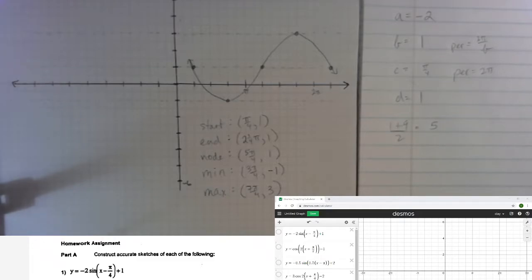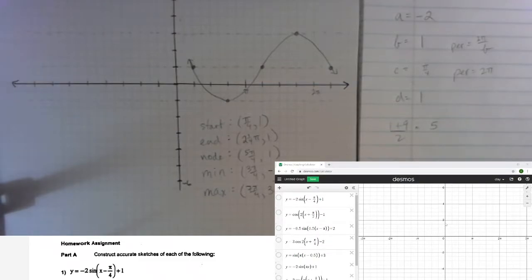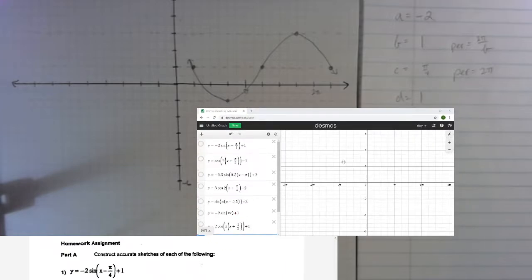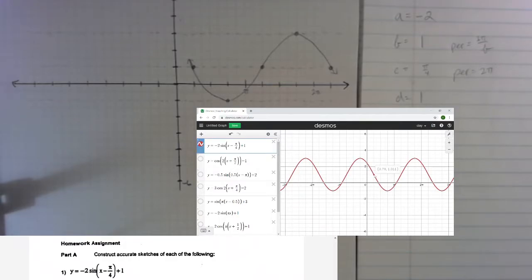I would like to check to see if I've got this right. So I'm going to take my Desmos window here, and bring it over a bit and see if I can compare it. So let me go to my Desmos window here, and turn on the graph. And there we go. That's looking pretty good. Let's see if my points are the same. So I said that my starting point here would be pi by 4, 1. And yeah, that looks like pi by 4, 1 is pretty good.